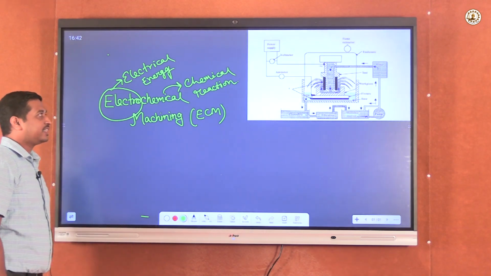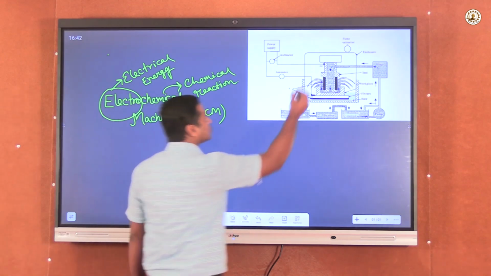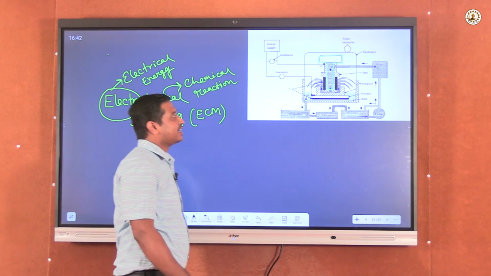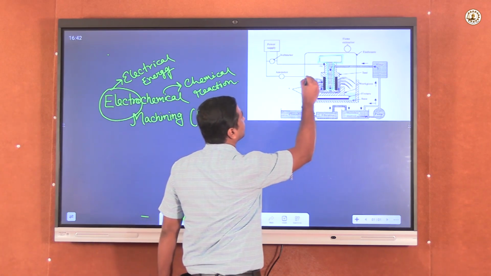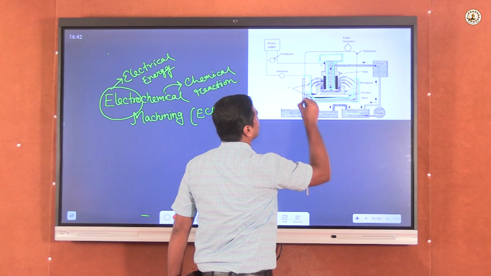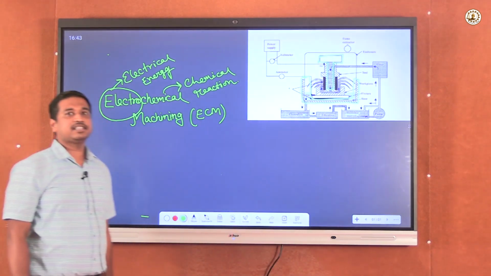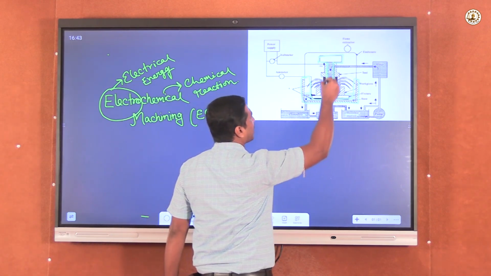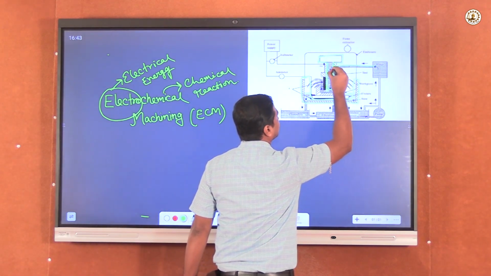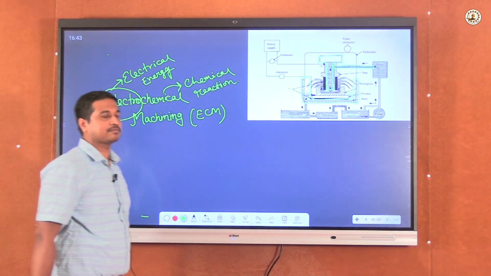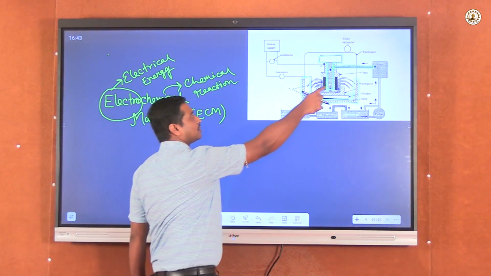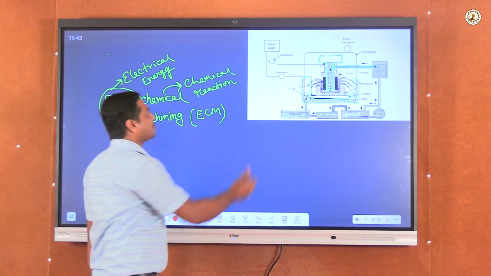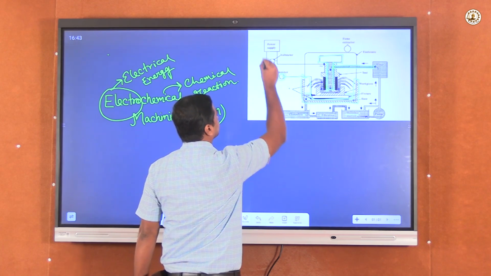Now, there is a tool, and there is a workpiece, which is connected to a DC power source. There is a hole in the workpiece to deliver the electrolytic solution. Why is there a hole? We will discuss it later. Now, there is a DC power supply across the tool and workpiece.